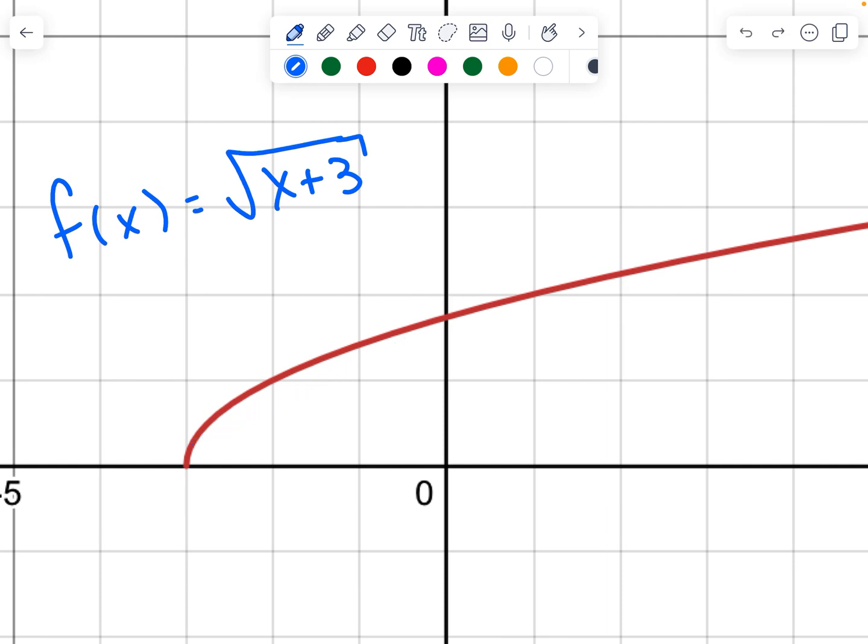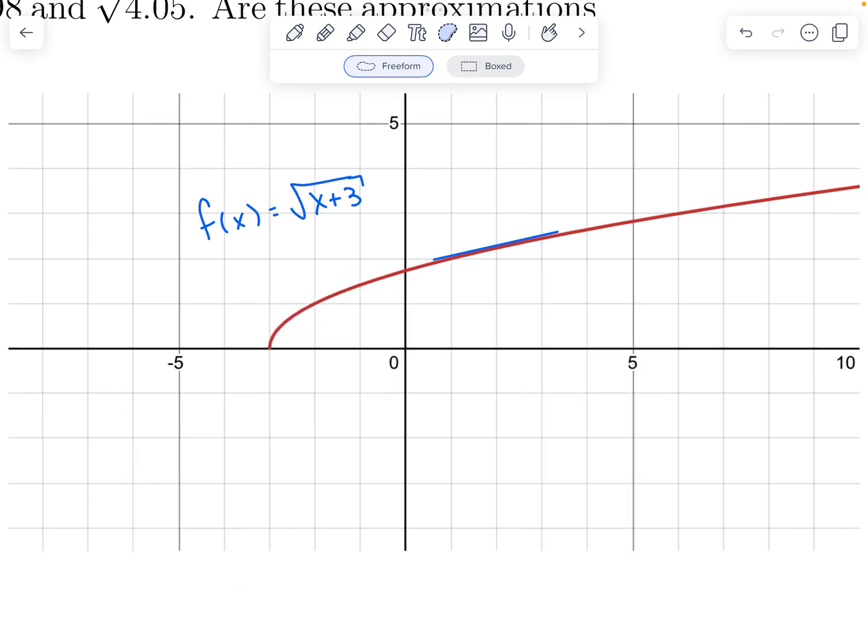Or maybe my linear approximation is right here. It's a tangent line to the curve. So I've got these tangent lines everywhere. And I'm going to try to use these tangent lines to approximate the derivative at some points.